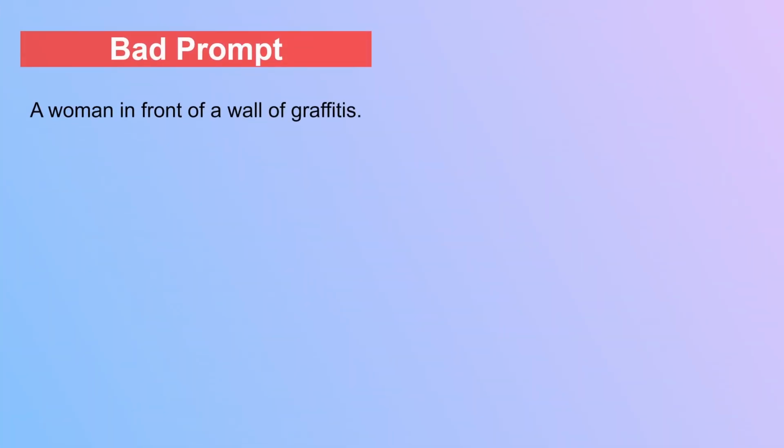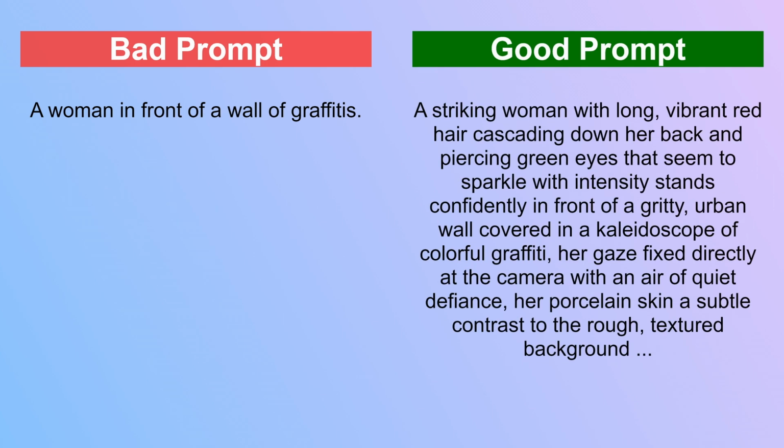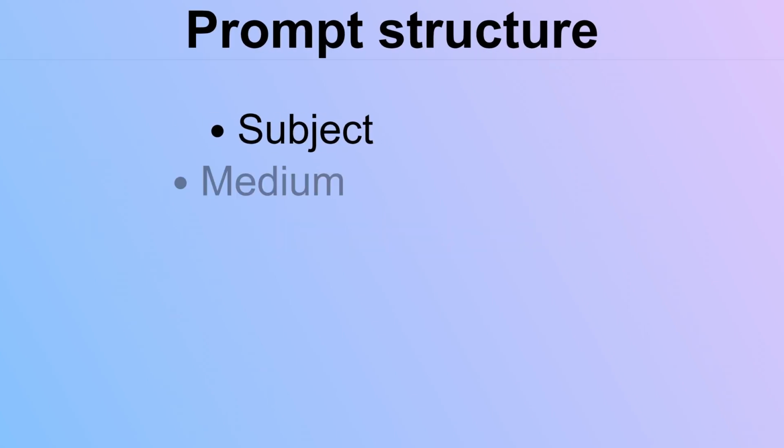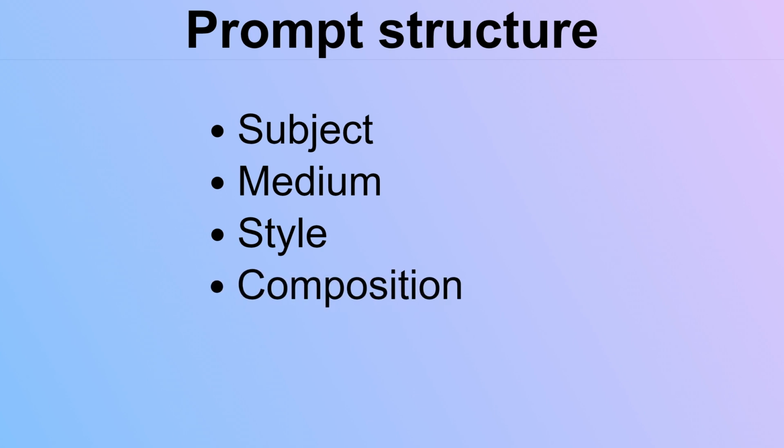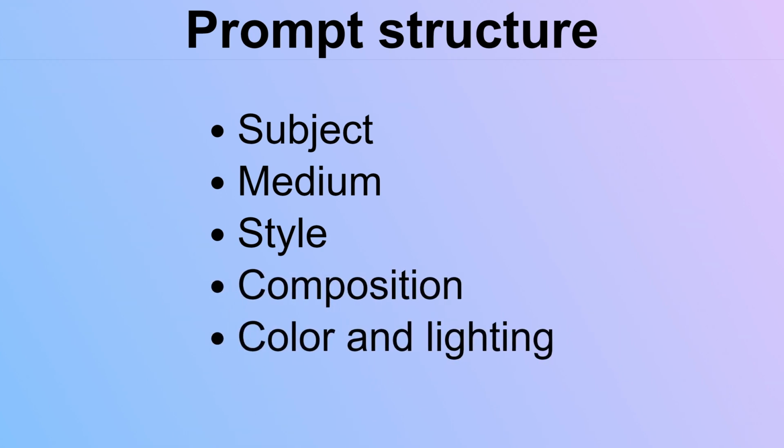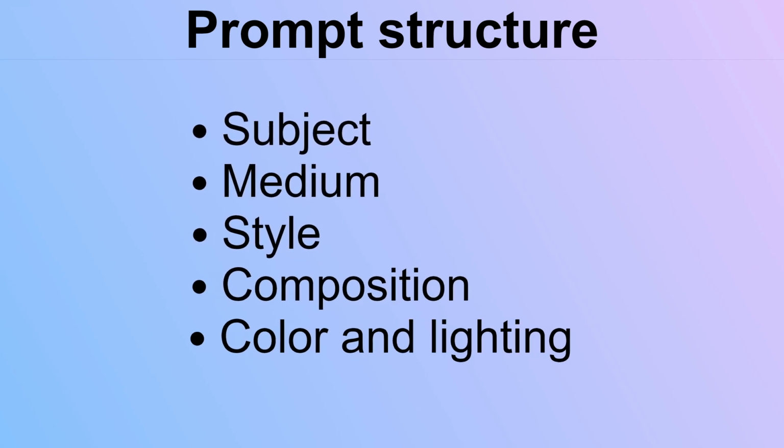So how do you go from a vague prompt idea to a detailed prompt that can generate a stunning masterpiece? It starts with structure. Every great prompt is divided into 5 parts: the subject, the medium, the style, the composition, and the color and lighting. To generate the image you desire, it is important to specify details for each of these parts. The more precise and detailed your description is, the better the generated image will follow your prompt.